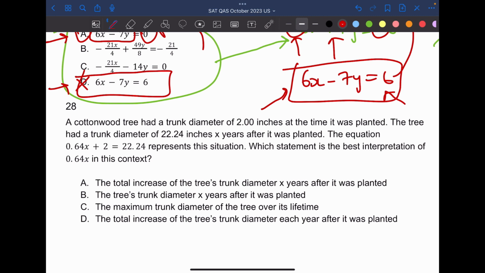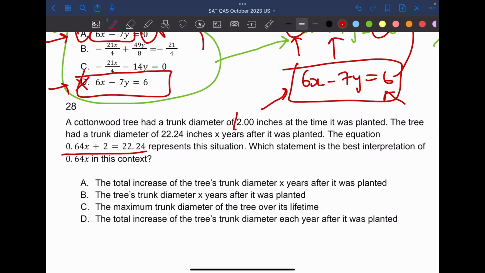Question number 28. A cottonwood tree had a trunk diameter of 2 inches at the time it was planted. The tree had a trunk diameter of 22.24 inches x years after it was planted. The equation 0.64x plus 2 is equal to 22.24 represents this situation. So this is the equation that tells us what happened.